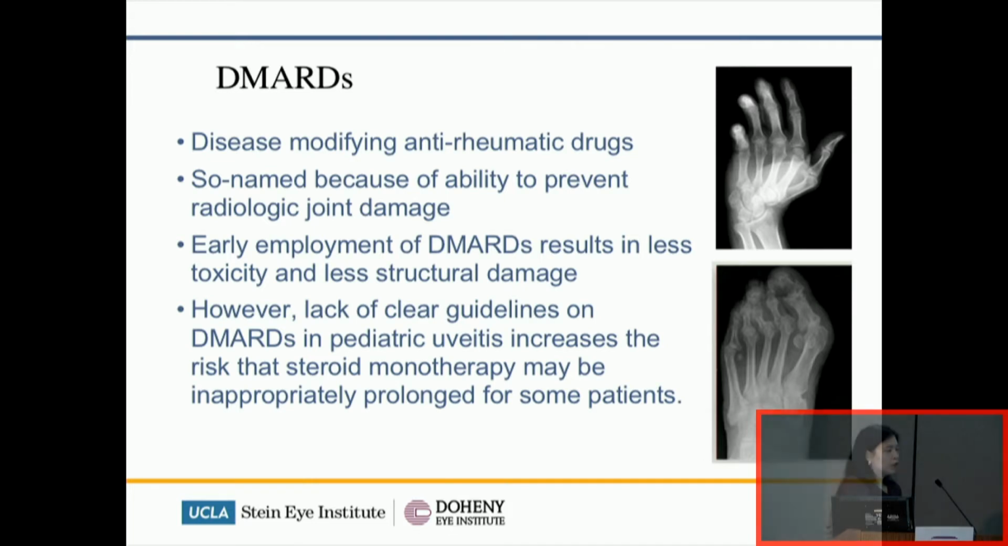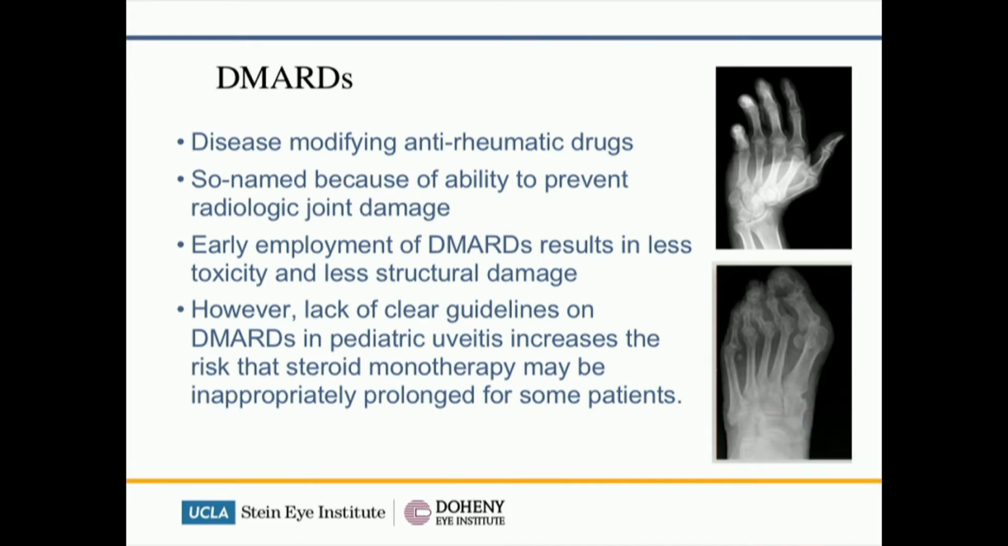And so to take a lesson from the rheumatologists, I think that these kids need to move on to what we call DMARDs, or disease-modifying anti-rheumatic drugs. We name them this because they have the ability to prevent radiologic joint damage. So in that sense, it's just like those 2 eyes that I showed you before. We don't want the kid to end up with permanent complications. And rheumatologists employ these medications pretty early in the disease course. However, the analogous situation doesn't exist for us.